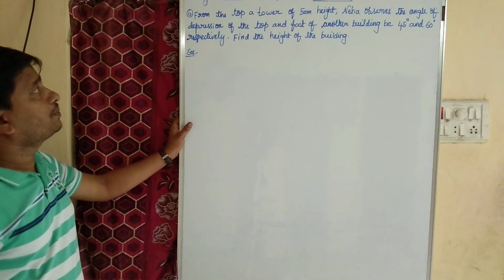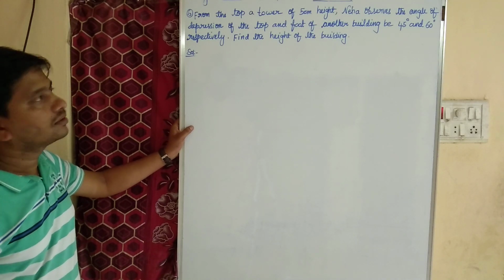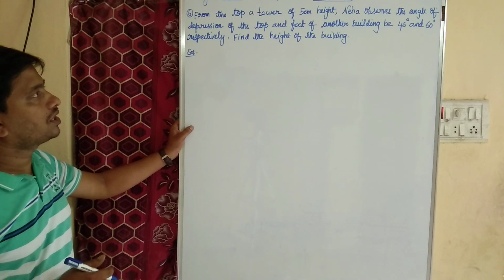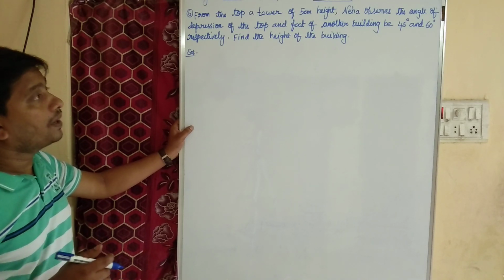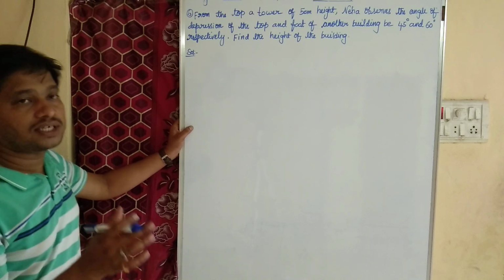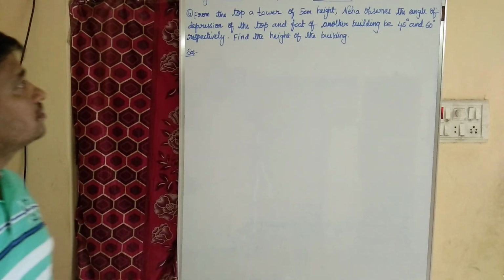Now coming to the sixth problem. From the top of a tower of 50 meters height, Neha observes the angle of depression of the top and foot of another building to be 45 degrees and 60 degrees respectively. Find the height of the building.